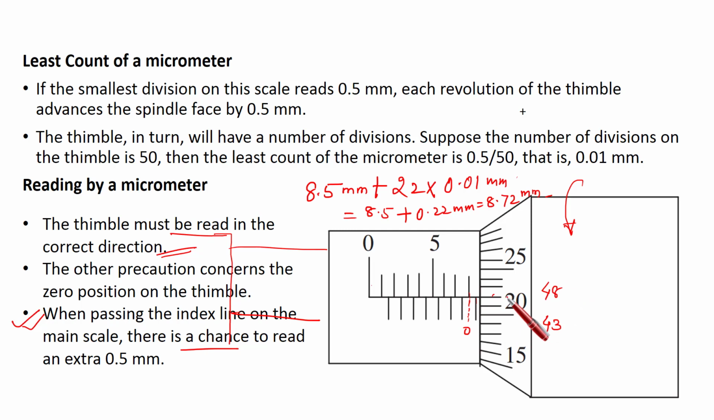So 0, 15, 20, 25, 40, 45, and as soon as you reached 48, this line is again visible, but still it has not completed a full rotation and another line has become visible. What is the meaning of this? That means still we haven't crossed 0.5 mm. Are you getting or not? We haven't crossed 0.5 mm because we haven't completed the one rotation.